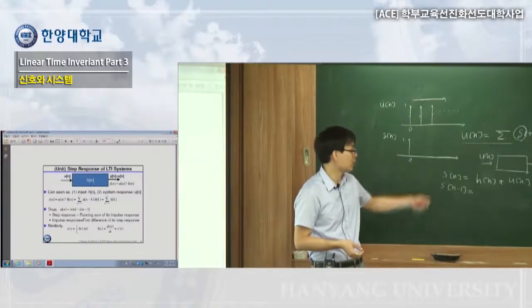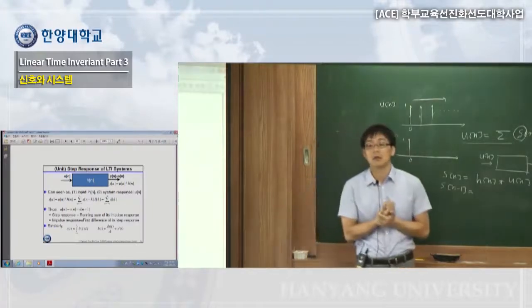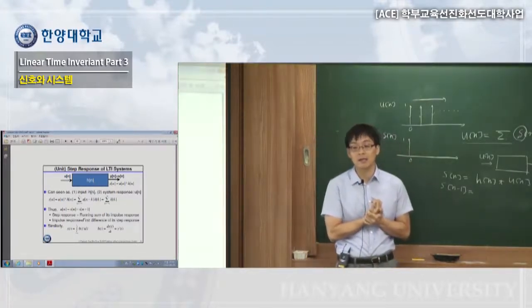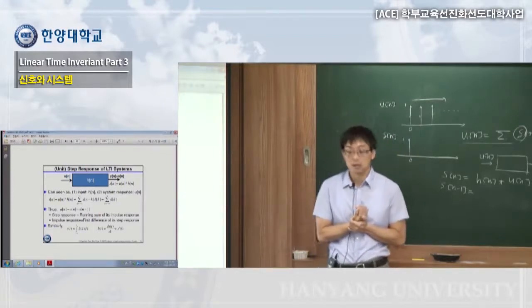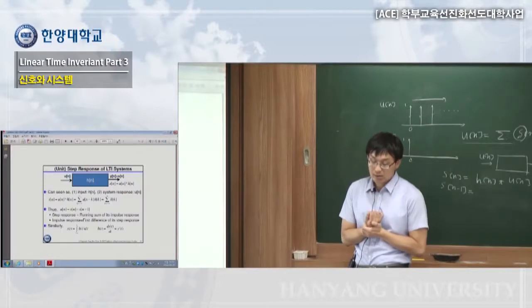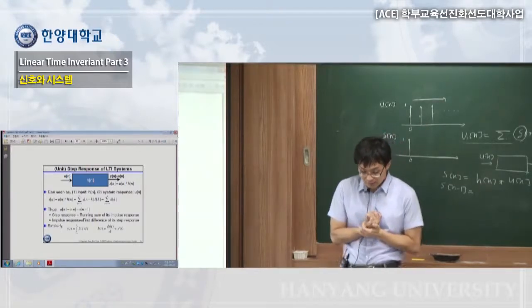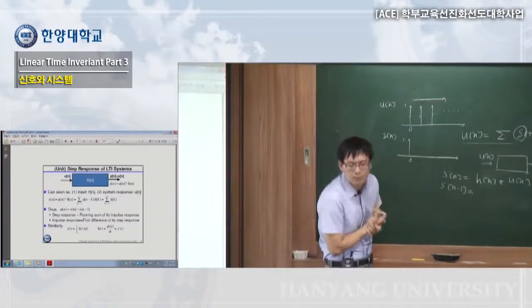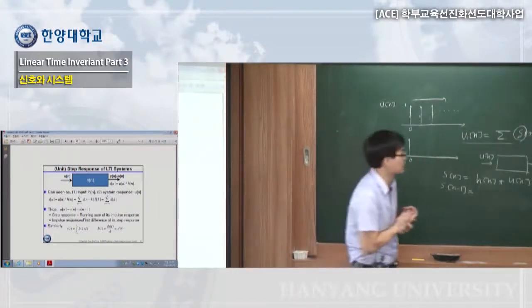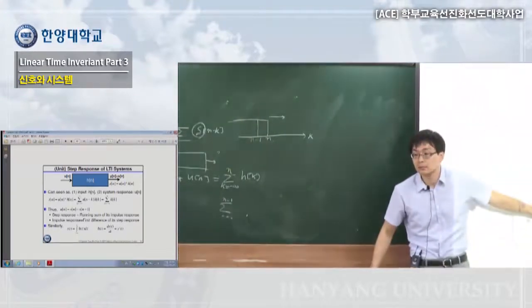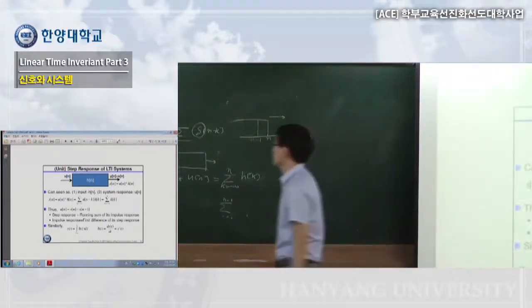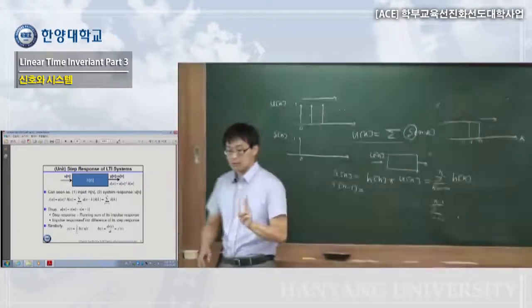So if we subtract them, what happens? If you say Sn minus 1, what happens? Only Hn, right? Hn is what? The system response itself. I'm sorry, there's a typo. This is H. This H. So we can find two things.